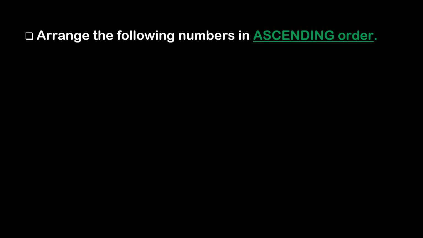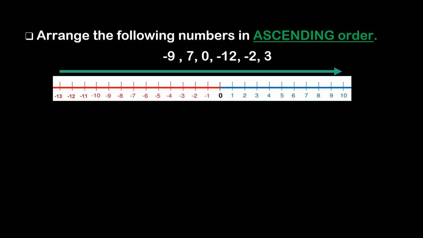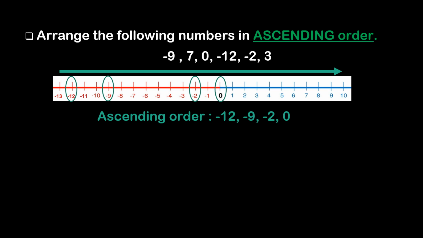Let's order these numbers in ascending and descending order. Let's try out the first one. Here, it's asked to arrange the numbers in ascending order, right? What do you think the arrangement will be? Yes, you're absolutely correct. From these numbers, the smallest will be negative 12, then negative 9, negative 2, 0, 3, and positive 7 will be the largest.